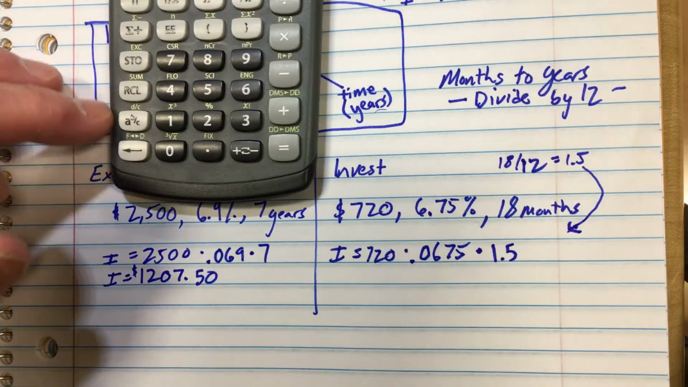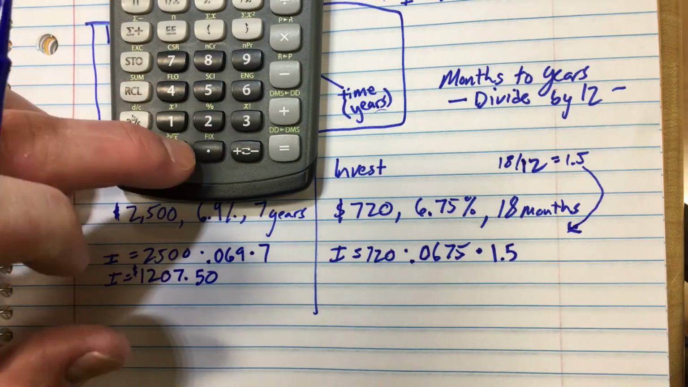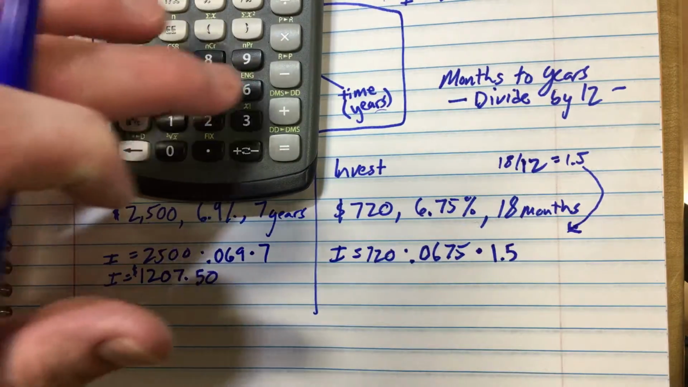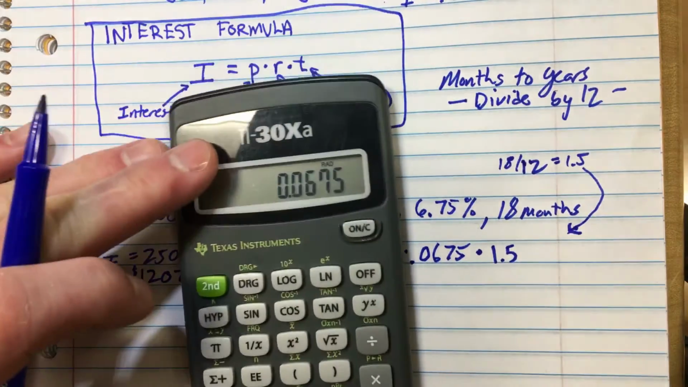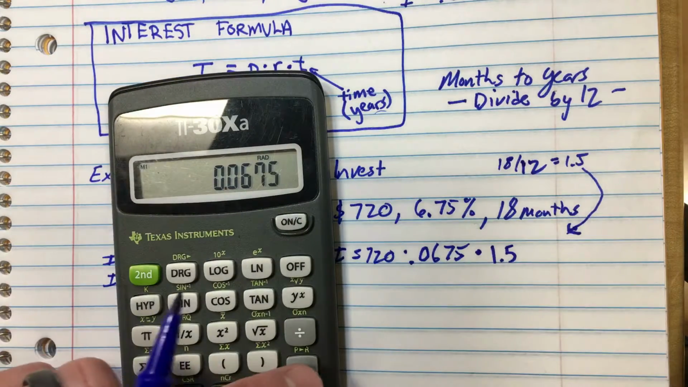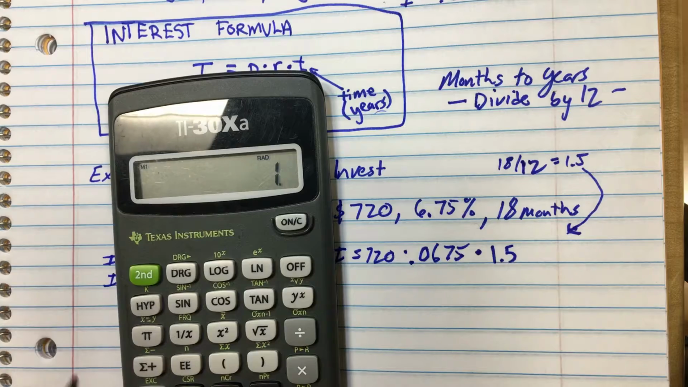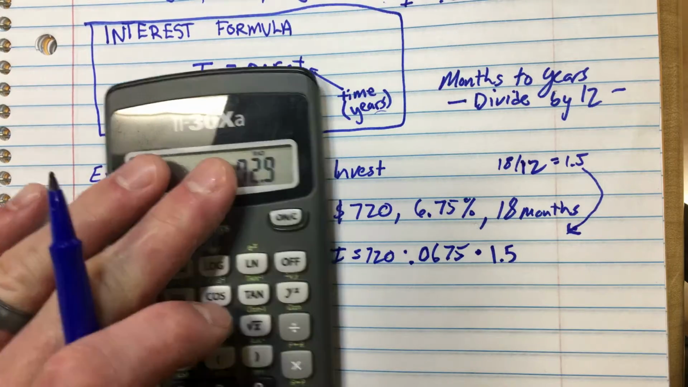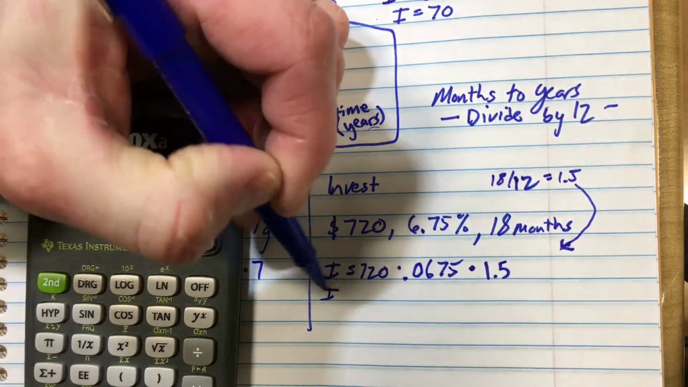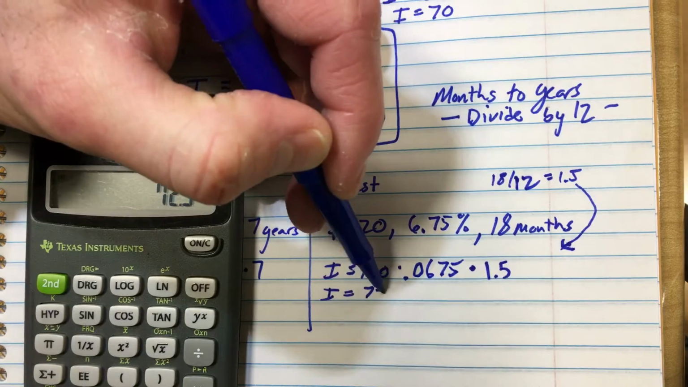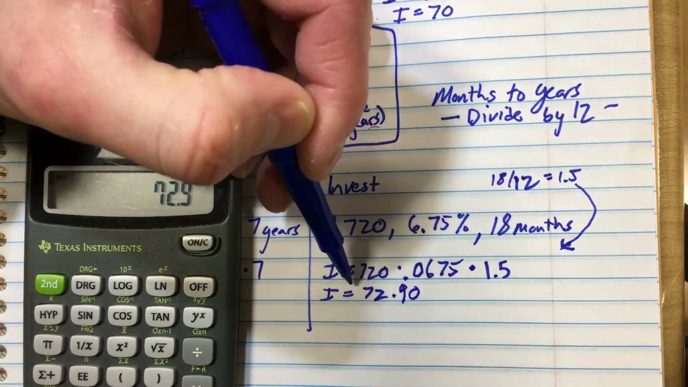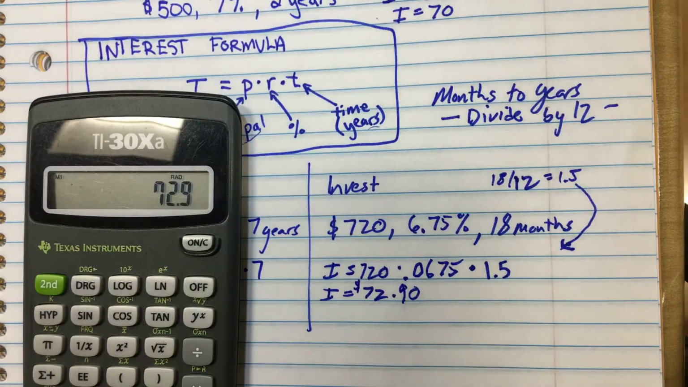So I'm going to go 720 times 0.0675. Move that down so you can see it. Times 1.5. And there you go, 72.9, or $72.90. There you go, guys.